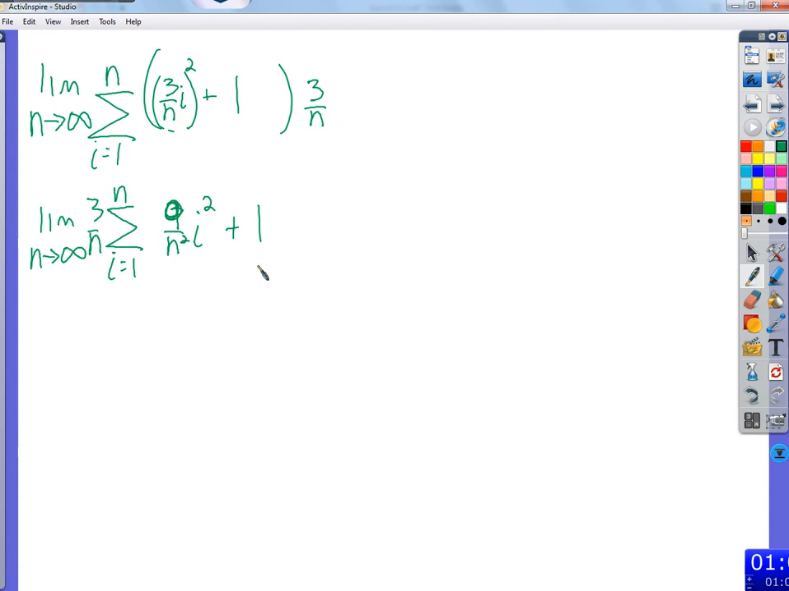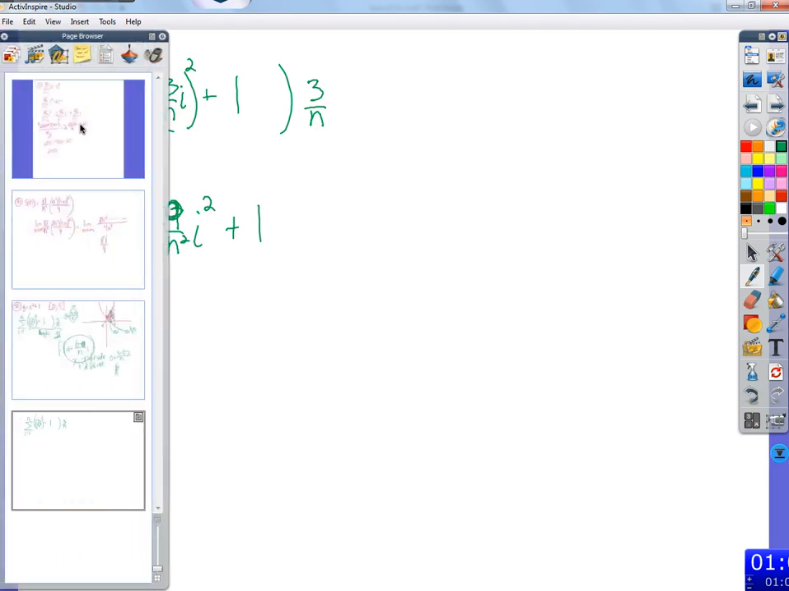Okay, now what can we do? The 9 over n squared also can be split up. Yeah, we've got to split them up. So we'll split this into two sums. We'll still take the limit as n approaches infinity. But it's going to get kind of tricky.